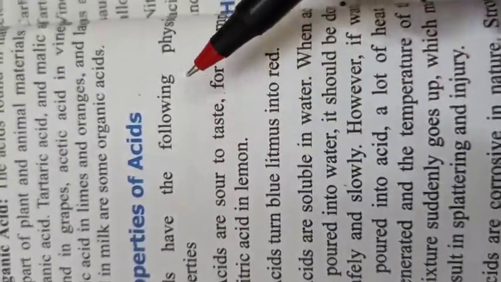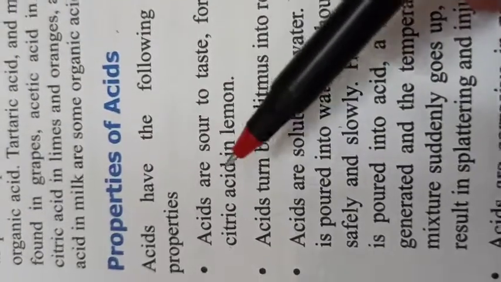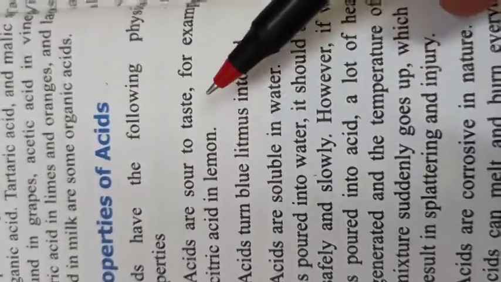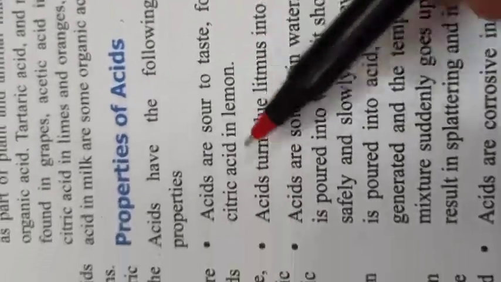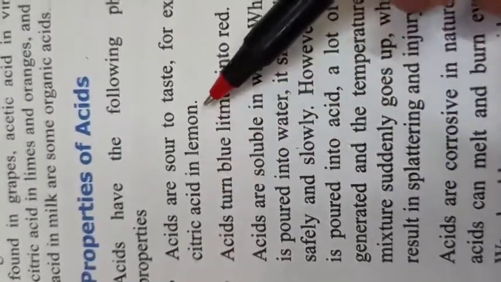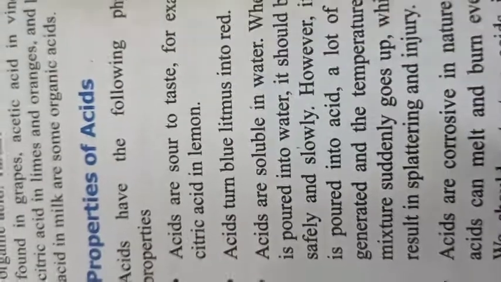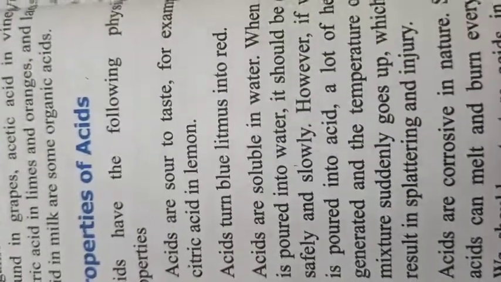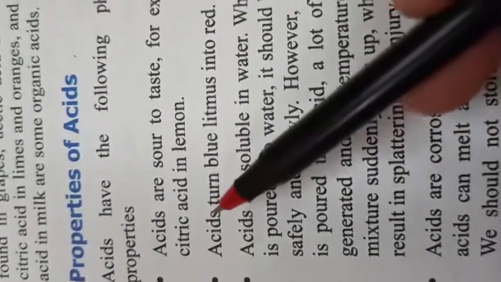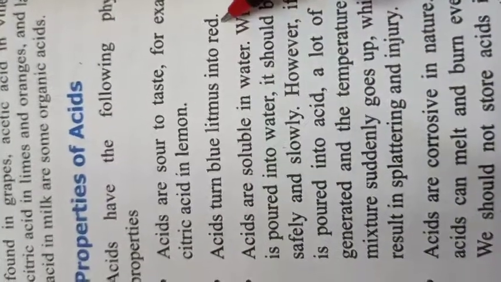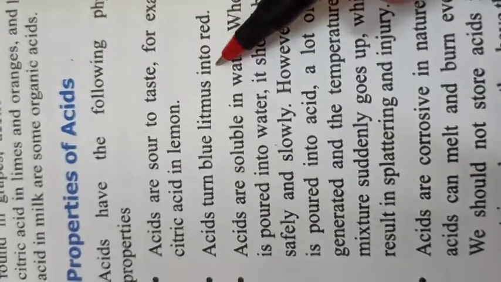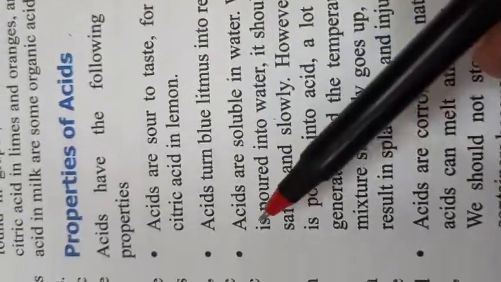So next, children, let's study the properties of acids. Acids have the following physical properties. Acids are sour to taste, for example, citric acid in lemon. You know that this property we have already discussed. Acids turn blue litmus to red. This also I have shown you through the practical part.